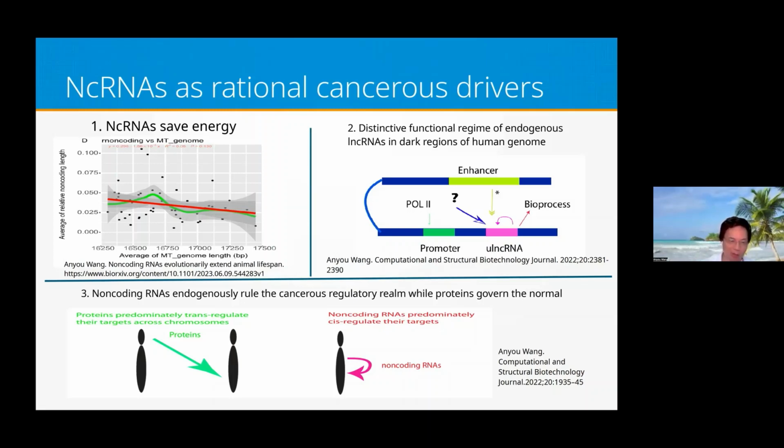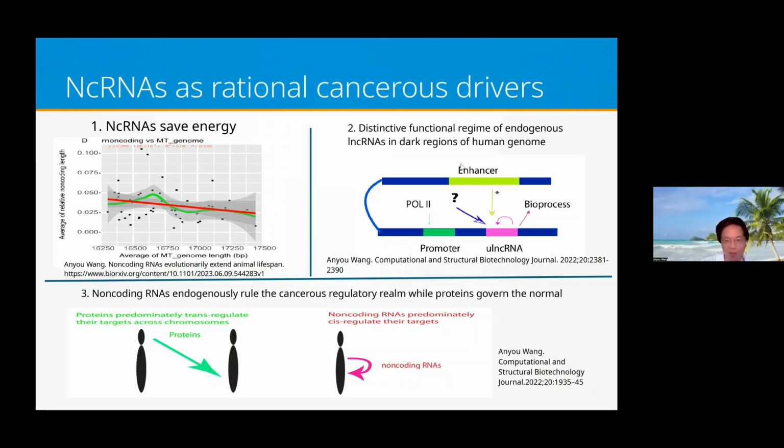And then the mode of function is provided by non-coding. So I plotted the whole animal kingdom, mitochondrial genome range against non-coding RNA content, and you see the negative correlation, and it means more non-coding RNA, they save more energy and can survive longer. This is why non-coding is very important for the human genome.